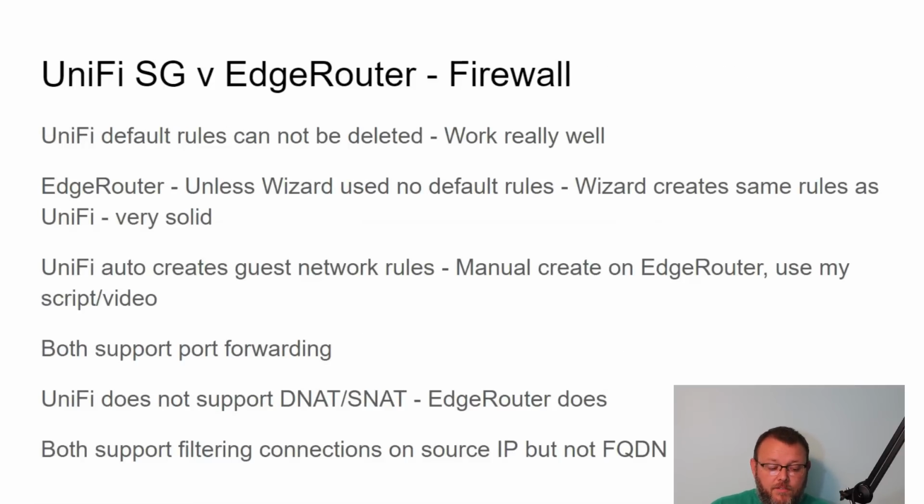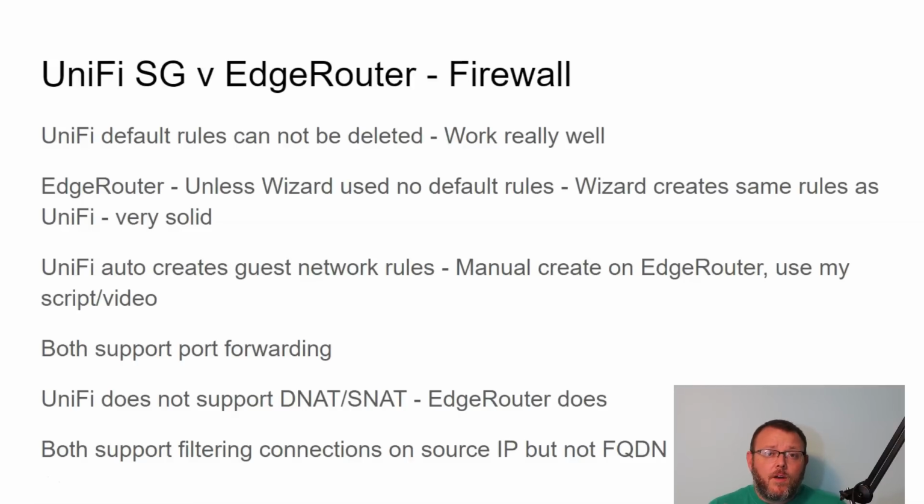All right, let's talk about the UniFi security gateway versus the EdgeRouter in the firewall section. So the UniFi comes with default rules, which is set up out of the box, which is great, but you cannot delete any of the default rules, but they work pretty well. And the EdgeRouter, unless the wizard is used, there's no default rules. The wizard creates the same rules as UniFi, and they are very, very solid. You probably will not get a better firewall configuration out of the box. UniFi auto creates guest network rules. We have to manually create those on the EdgeRouter, but I do have that video and that script available. If you need that, you can copy and paste, follow the instructions.